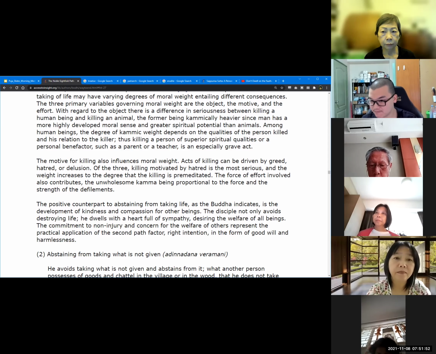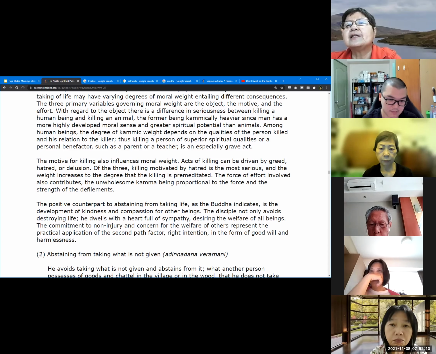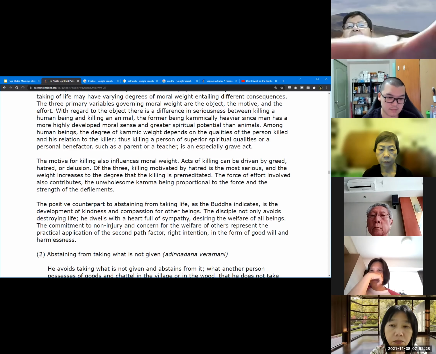The positive counterpart to abstaining from taking life, as the Buddha indicates, is the development of kindness and compassion for other beings. The disciple not only avoids destroying life, he dwells with a heart full of sympathy, desiring the welfare of all beings. The commitment to non-injury and concern for the welfare of others represent the practical application of the second path factor, right intention, in the form of goodwill and harmlessness.